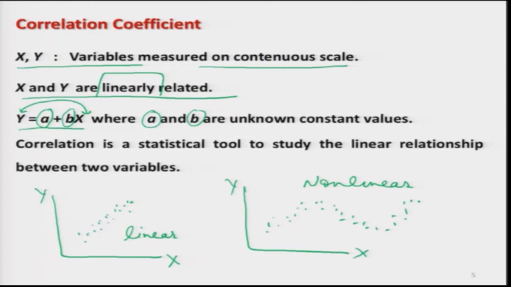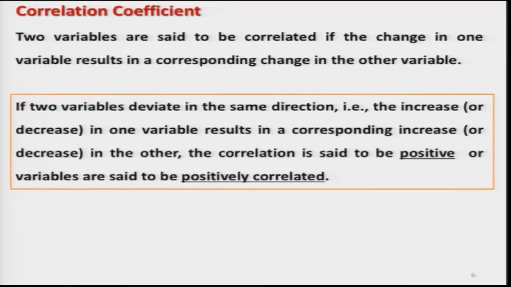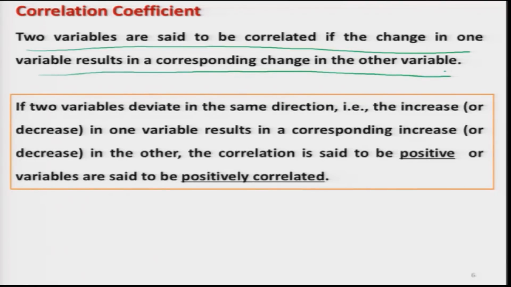Now, how to study this degree of association? For that we have a tool called correlation. Correlation is a statistical tool to study the linear relationship between two variables. The two variables are said to be correlated if the change in one variable results in a corresponding change in the other variable.